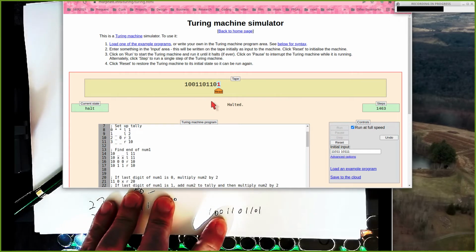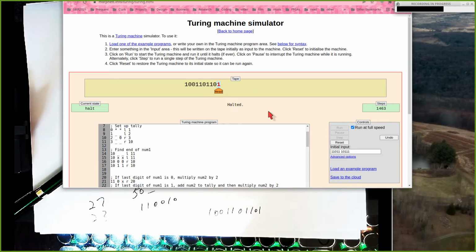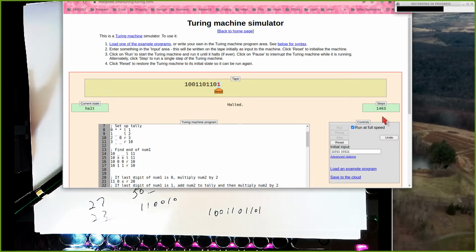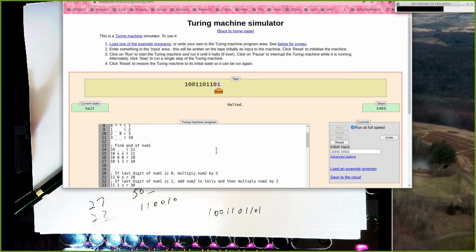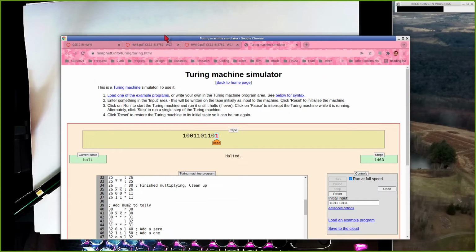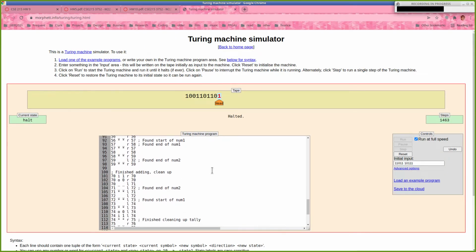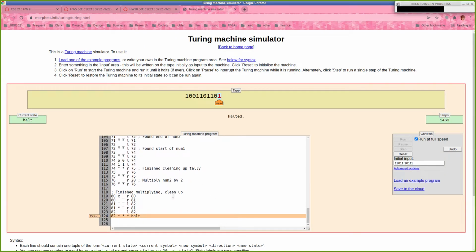So 10011011101. I think I didn't load in the previous values. And it took 1,400 steps. So this can multiply, right? And it's a little harder than just saying y equals a times b. It's, you know, over 1,000 steps.